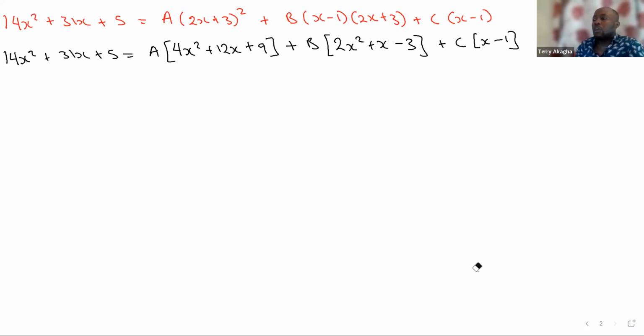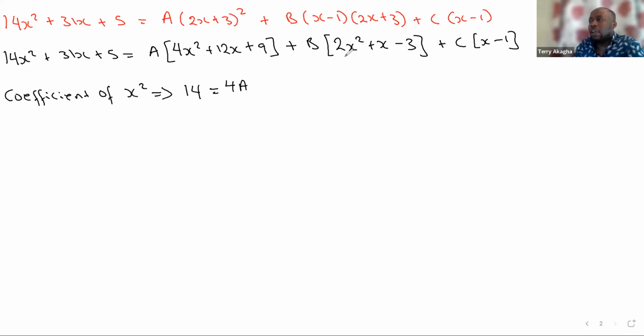Now we're going to start with the coefficients method. The first thing is that we have x squared, so we're going to start with the coefficients of x squared. On this side, the coefficient of x squared is 14, equal to this on this side. Now the coefficient of x squared is 4. 4 times a will give you 4a. Can you see?